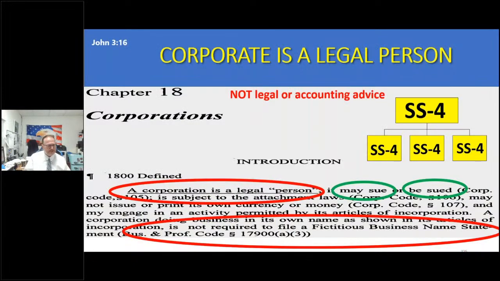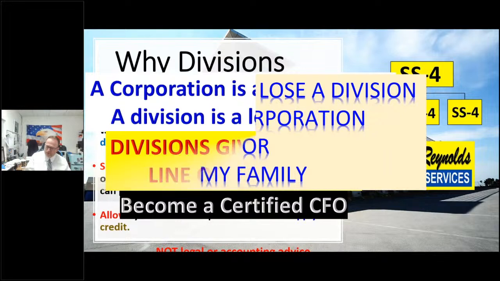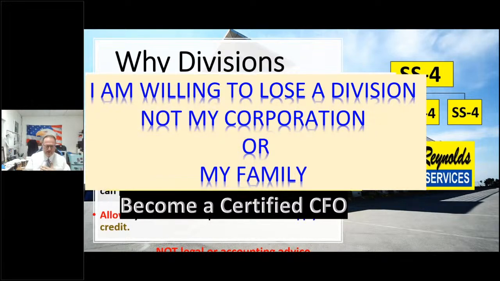Now, a corporation's a legal person. So this means if we set up our line of defense divisions, we always do one thing. What are we willing to sacrifice when something goes wrong? When we have an oh shit day, it should be the division, not the corporate family.